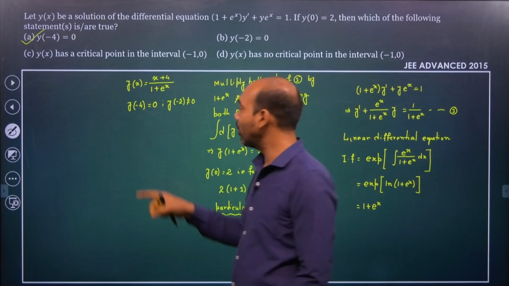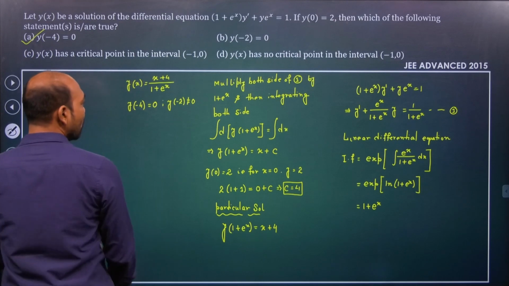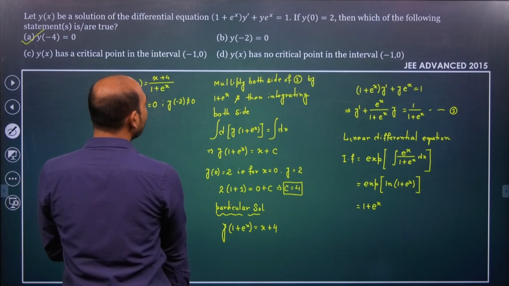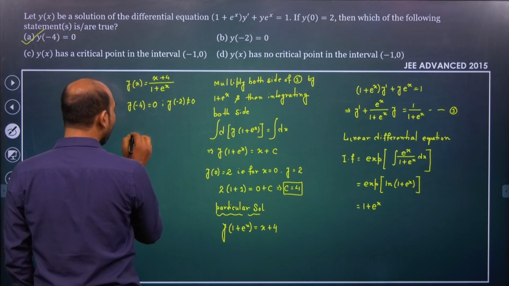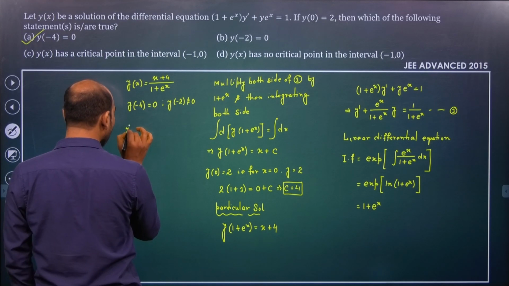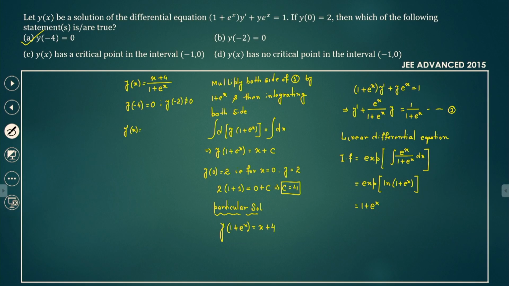Now we have to find the critical point. To find the critical point, we need to find f dash x. So let's go ahead and calculate y dash x. If I differentiate, we'll calculate y dash x by differentiation, and the denominator is (1 plus e to the power x) whole square.